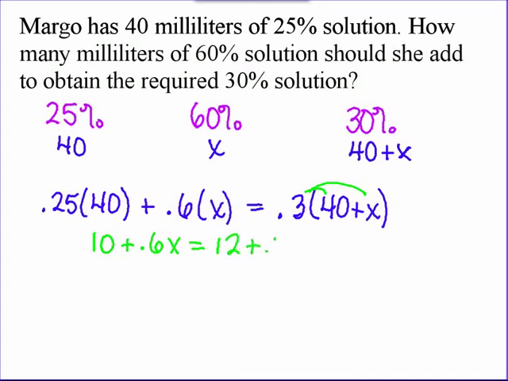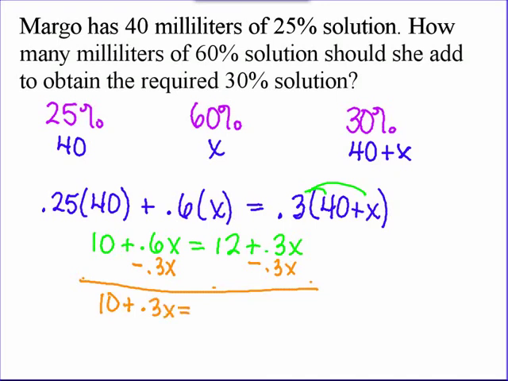12 plus 0.3x. Yes. So we've got variables on either side, so we need to get the x's on one side. What side do you want to get the x's on? Left. That's a good thing. So I'm going to go ahead and subtract 0.3x. So on the left side, you are left with 10 plus 0.3x. And what will that equal? 12. What do you do now? Subtract 10 from both sides. Good.